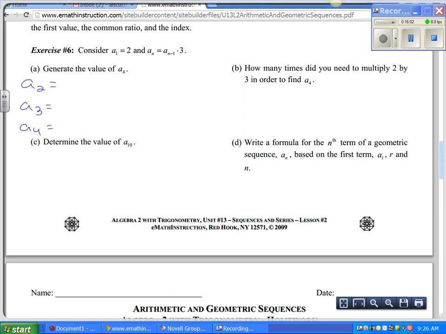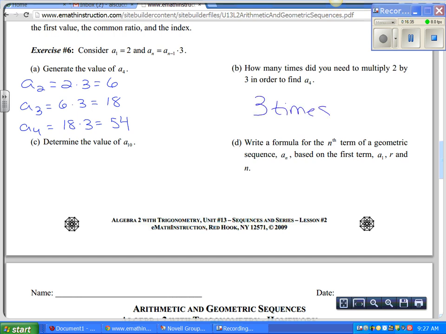How do I find a sub 2? Which is a sub 3, which is, and 18 times 3 is a number, yes, 54, that number. I know I'm going quick, but you guys are good with recursion, right? So how many times do we need to multiply 2 by 3 in order to get a sub 4? 3 times. So just like before, right?